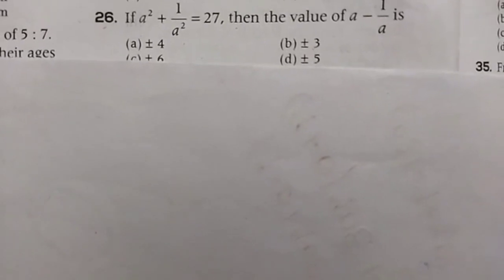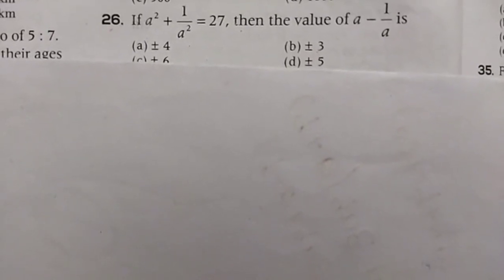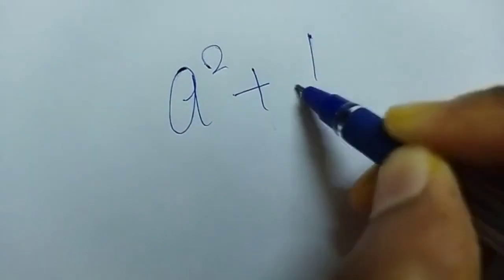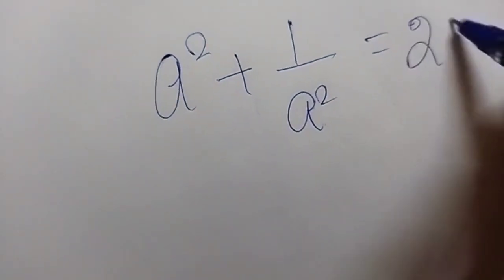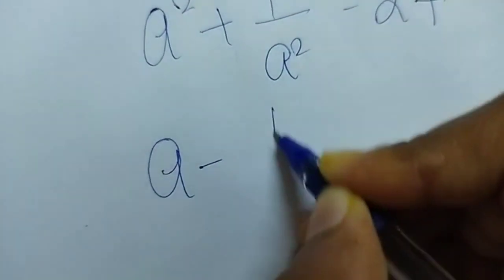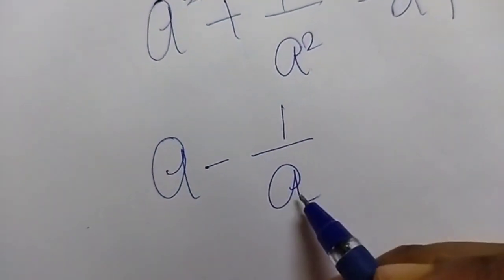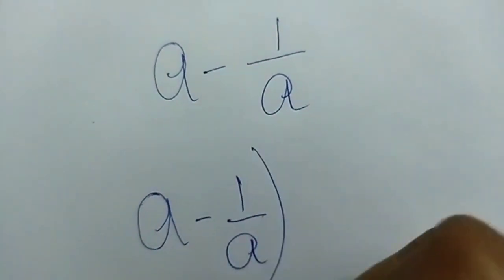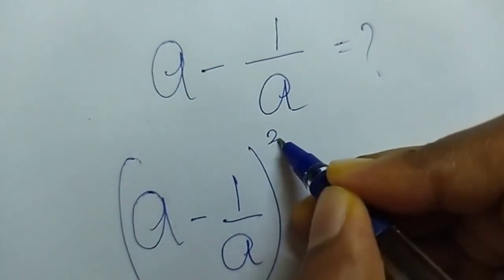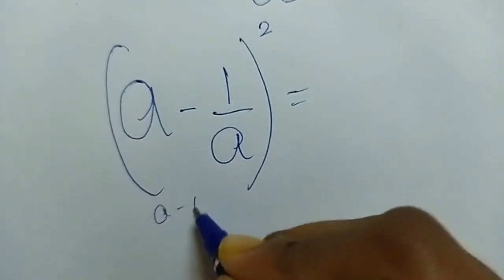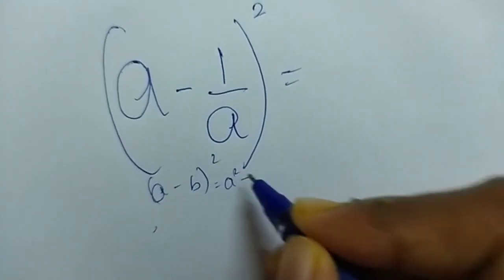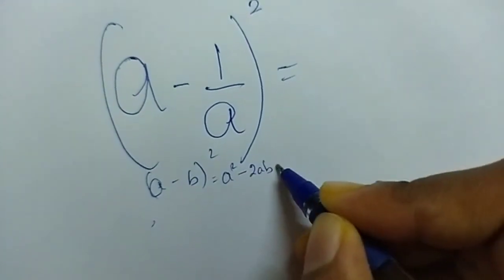If a square plus 1 by a square is equal to 27, then what is the value of a minus 1 by a? So it is given that a square plus 1 by a square is equal to 27. We need to find a minus 1 by a. In order to find a minus 1 by a, let me square a minus 1 by a. A minus 1 by a whole square. It looks like a minus b whole square, right? A minus b whole square is nothing but a square minus 2ab plus b square.